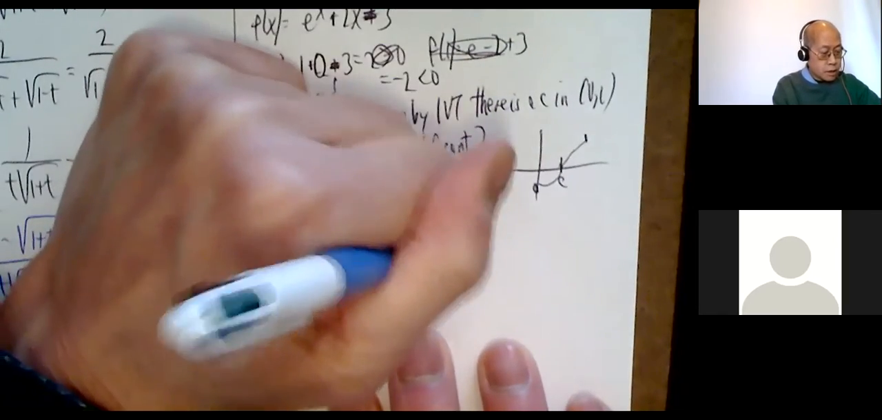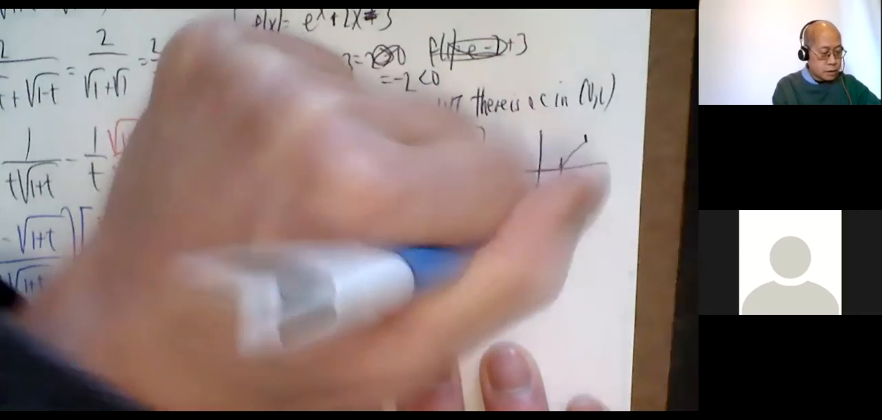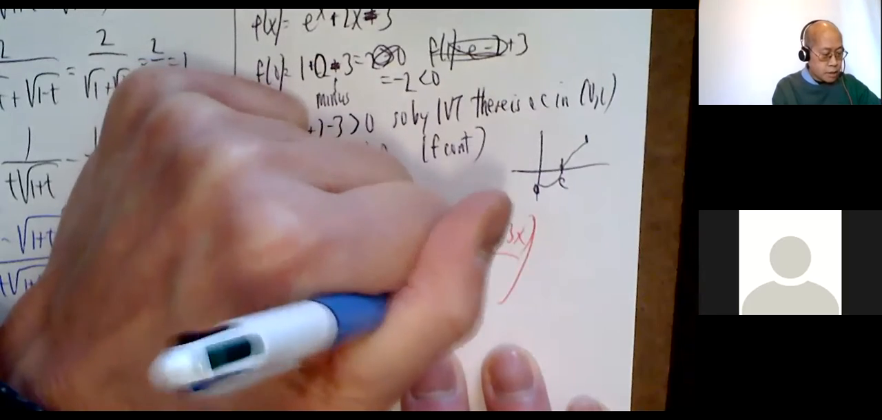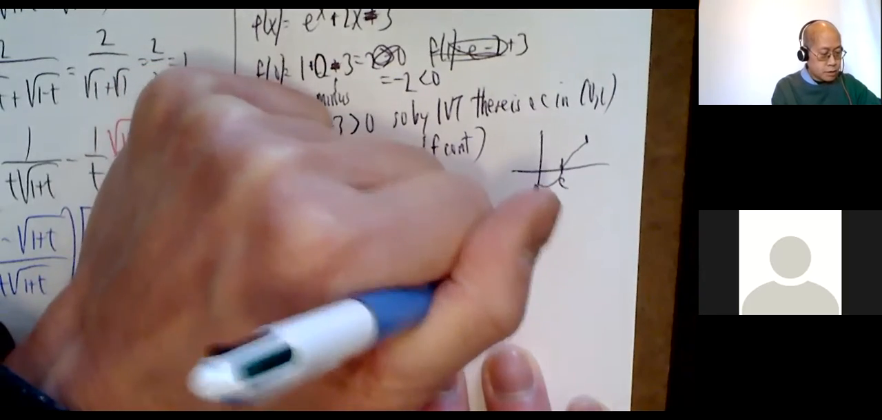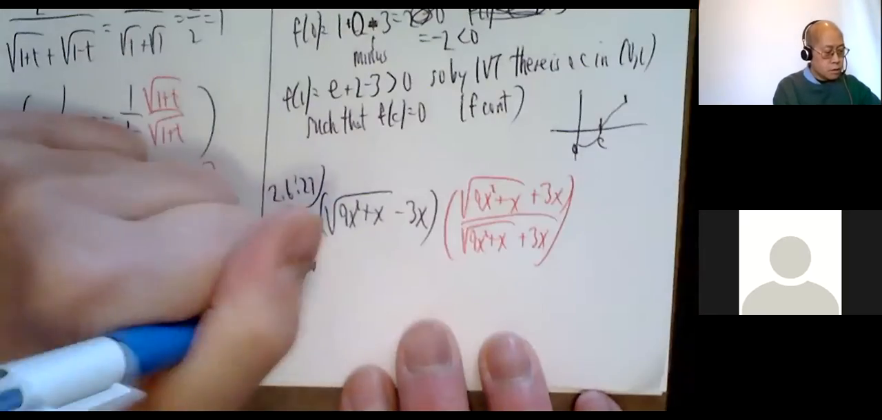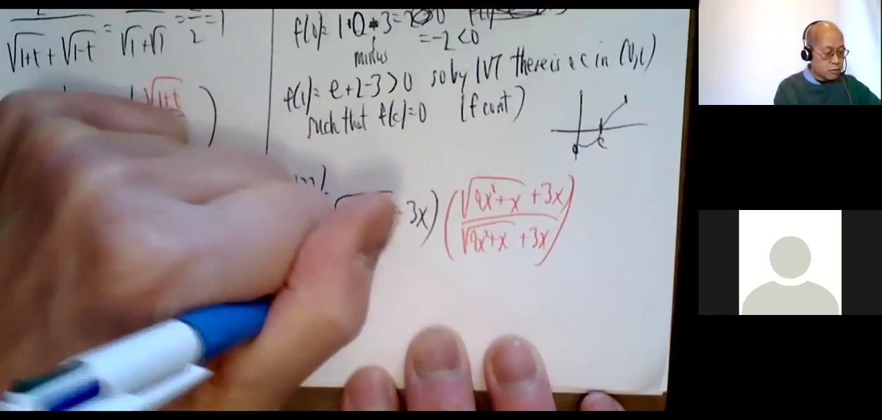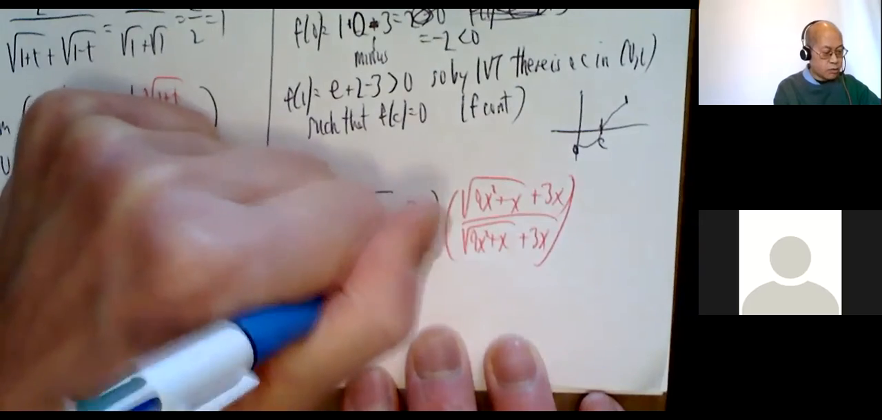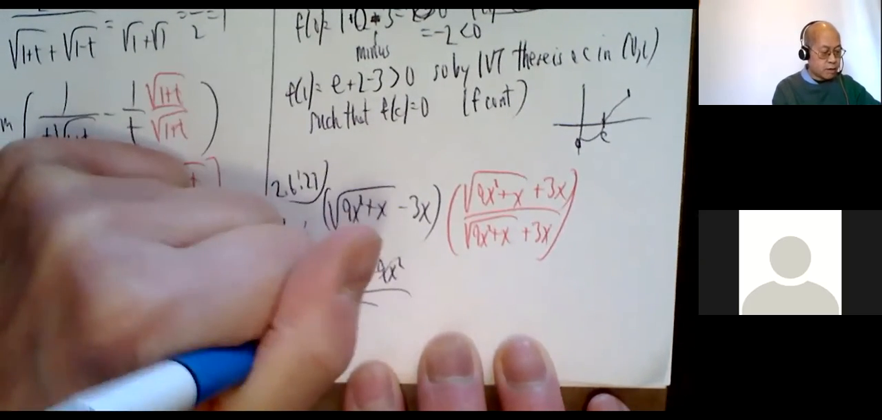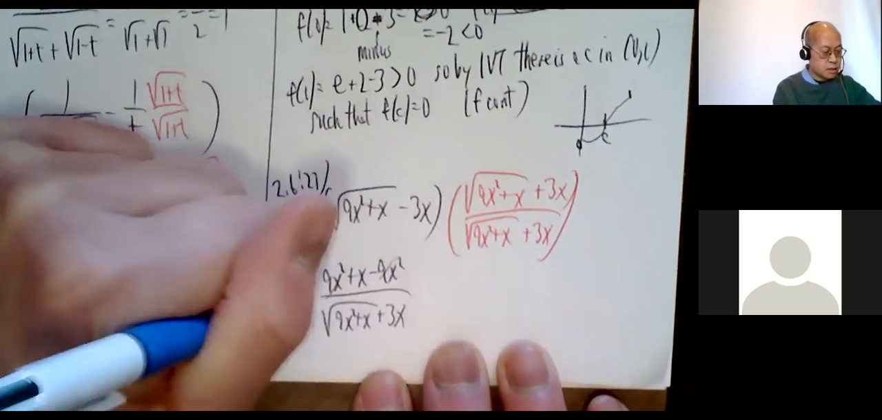Multiplied by the conjugate, radical 9x squared plus x plus 3x, over radical 9x squared plus x plus 3x. So the numerator becomes a squared minus b squared: 9x squared plus x minus 9x squared. That's very nice, these guys cancel out.